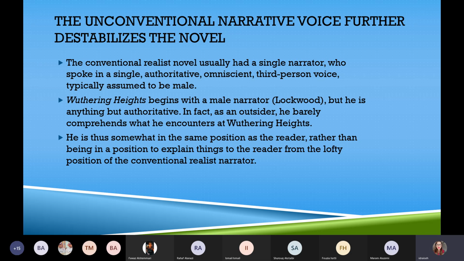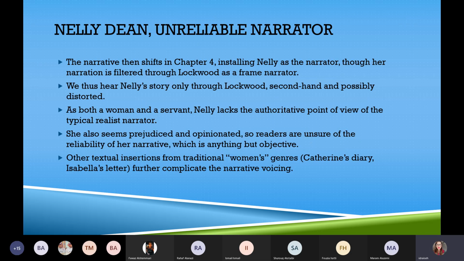And so there's like a big disparity between what we know generally about an omniscient conventional narrator versus Lockwood. That's number one. Now we even have more than one narrator. So conventionally, we have only one omniscient, authoritative narrator. In this novel, we have basically three narrators or three narration styles.